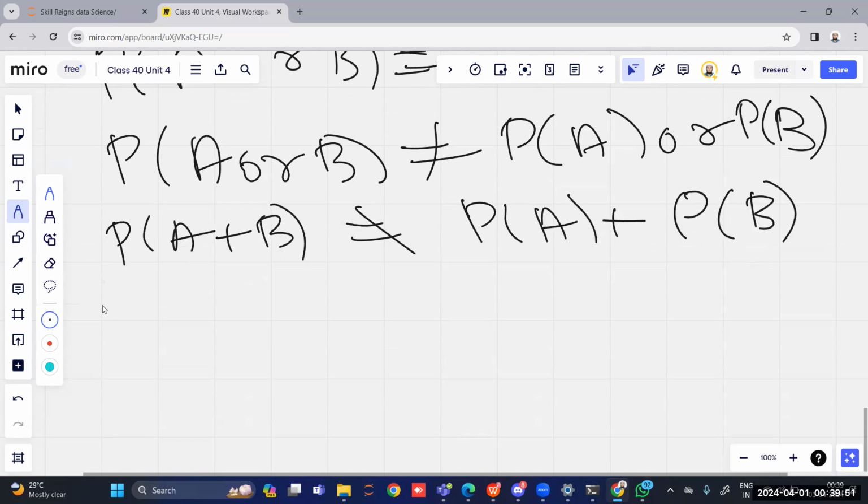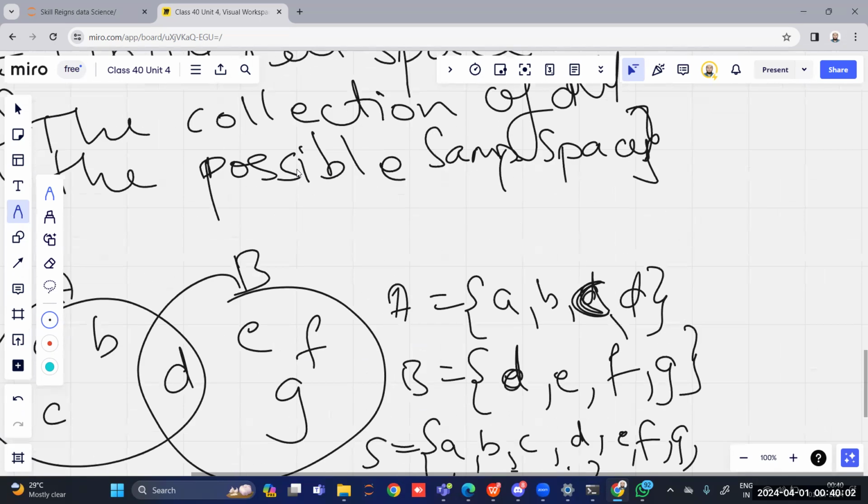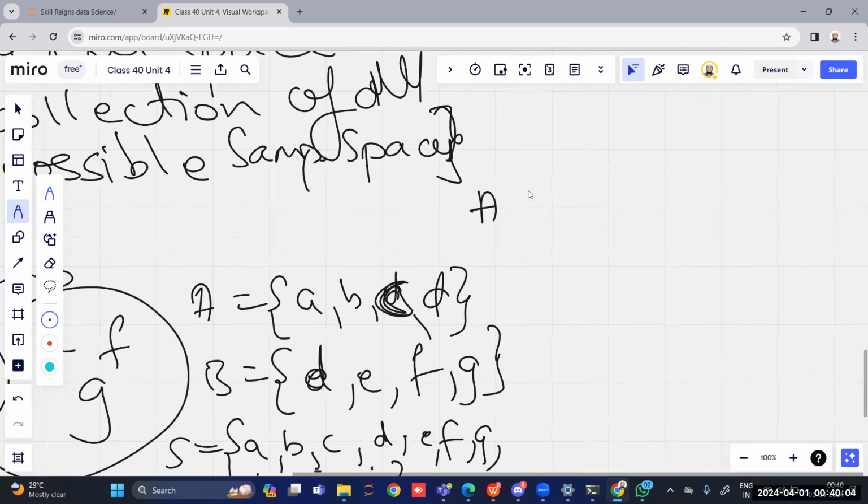So what we need to do now, we will calculate. See what is probability of A plus B. First we'll see here. What will be the probability of A plus B? So what will be A plus B? A plus B means I'll write here A plus B. What will be the set of A plus B? First I'll calculate probability of A. What is probability of A?